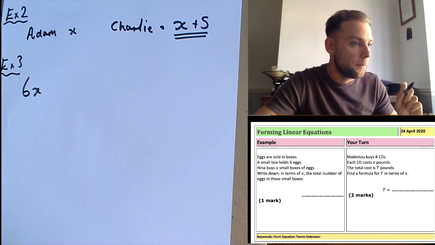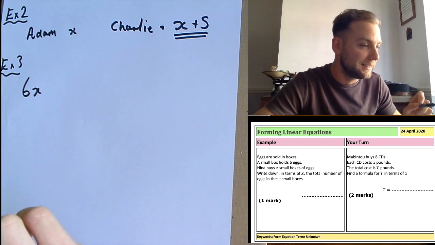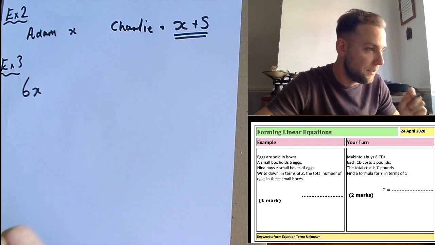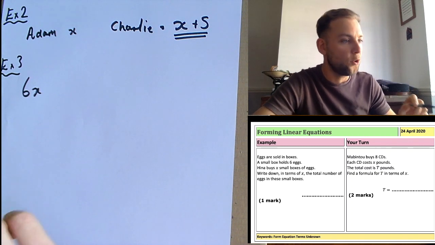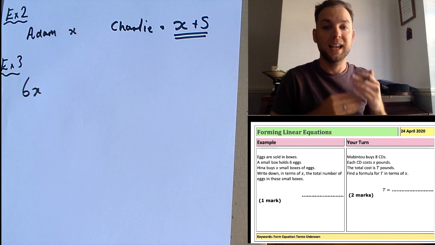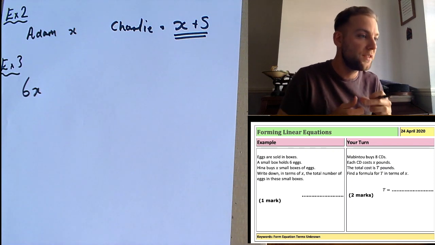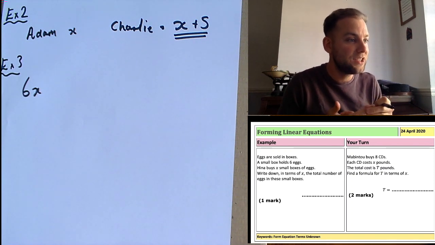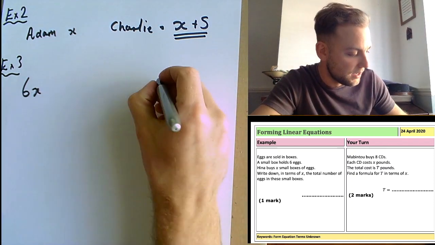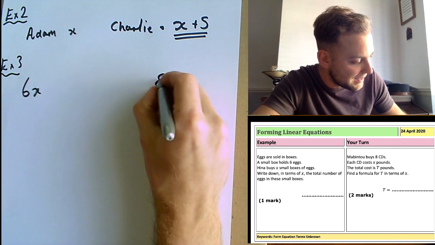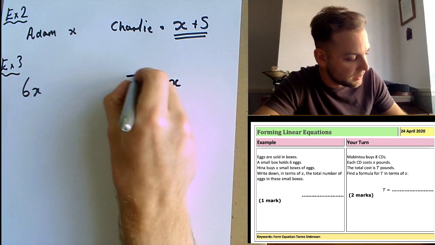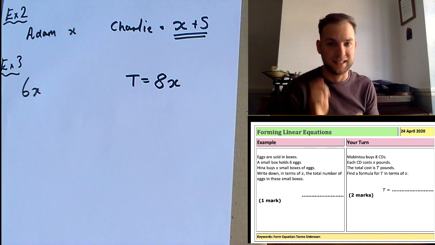So Mobin 2 buys 8 CDs. Each CD costs X pounds. The total cost is T pounds. Find a formula for T in terms of X. Now this one's a little bit more further forward because it's asking for a formula. So if there's 8 CDs and each CD costs X pounds, find the total cost. Well, that means that the total cost is going to be 8 times the amount of CDs, which is X. And the total cost is equal to T. So T is equal to 8X.